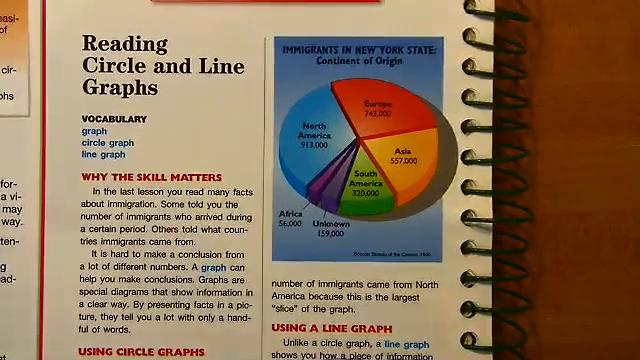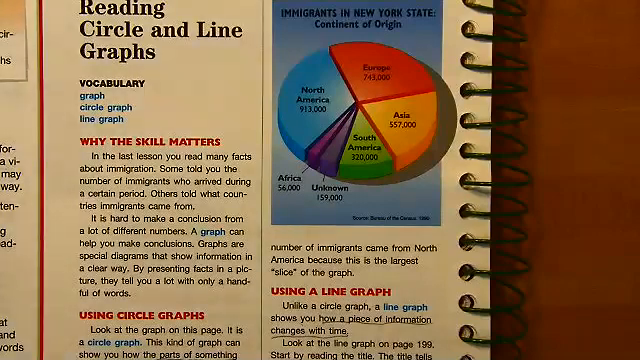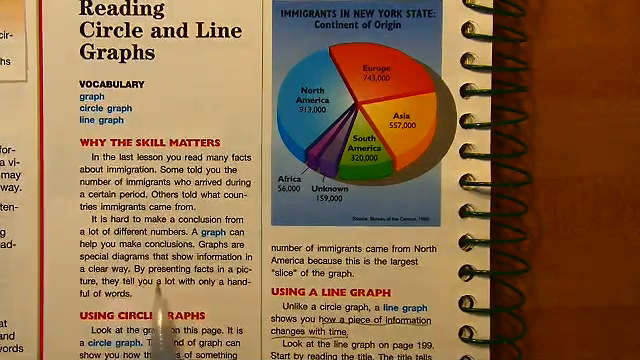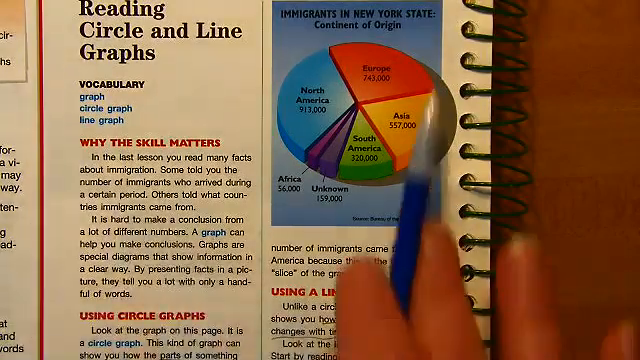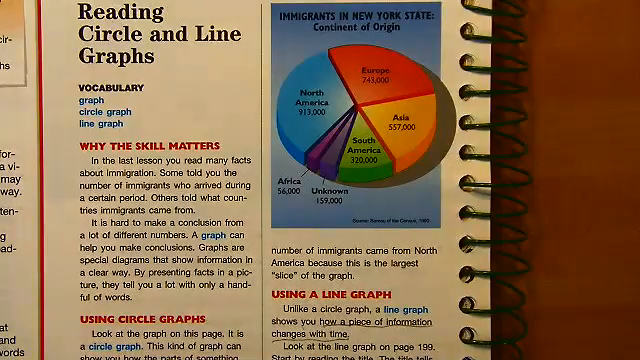Why the skill matters. In the last lesson, you read many facts about immigration, and some told you the number of immigrants who arrived during a certain period. Others told what countries immigrants came from. It's hard to make a conclusion from a lot of different numbers. A graph can help you make conclusions. Graphs are special diagrams that show information in a clear way. By presenting facts in a picture, they tell you a lot with only a handful of words. I could come here and give you a whole bunch of numbers, but when you look at this picture and I ask you which piece is the smallest or which country had the smallest number of people that came, you're going to find it instantly just by looking at the picture.